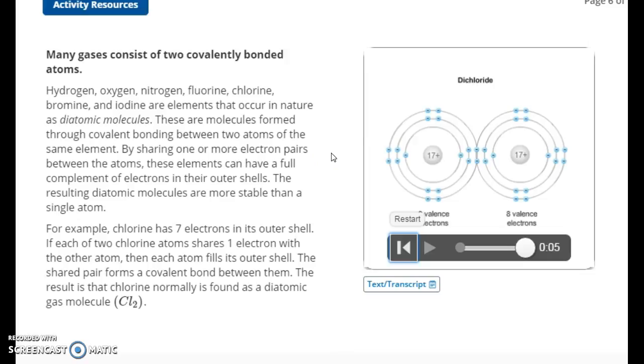These molecules are formed through covalent bonding between two atoms of the same element. By sharing one or more electron pairs between the atoms, these elements can have a full outer shell, a full complement of electrons in their outer shells. The resulting diatomic molecules are more stable than a single atom. For example, chlorine has 7 electrons in its outer shell. If each of two chlorine atoms shares 1 electron with the other atom, then each atom fills its outer shell and it is stable. The shared pair forms a covalent bond between them. The result is that chlorine normally is found as the diatomic gas molecule Cl2.